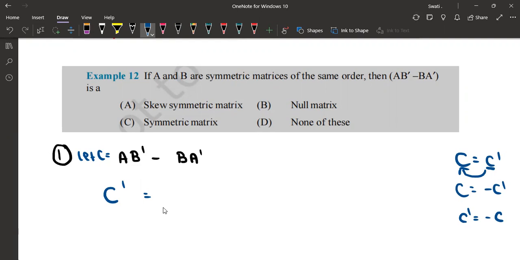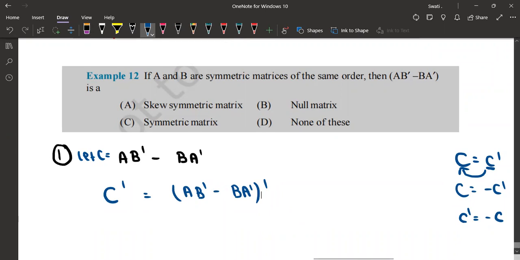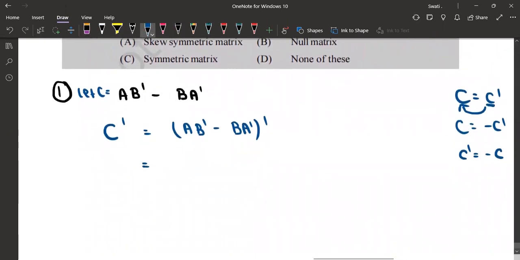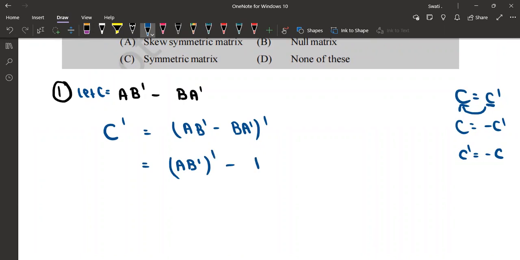Otherwise, let's see. What is the meaning of Cᵀ? Cᵀ is basically ((AB)ᵀ minus (BA)ᵀ) whole transpose. This is what I need to find, and I need to check whether I'm getting C or minus C, or I'm getting 0. So the very first thing I'm going to do is distribute the transpose. That is the property. So (AB)ᵀ whole transpose minus (BA)ᵀ and then whole transpose.